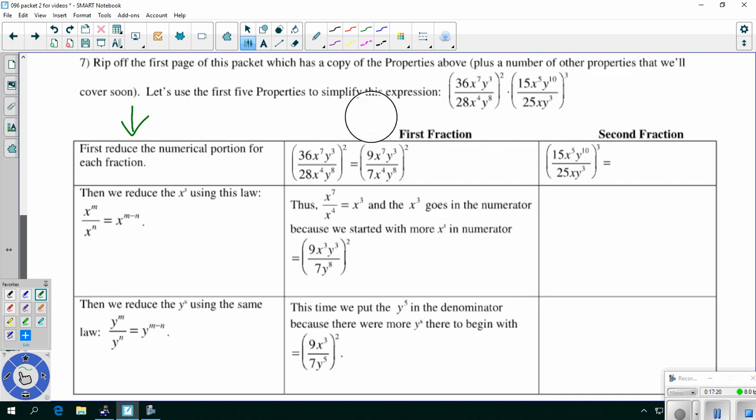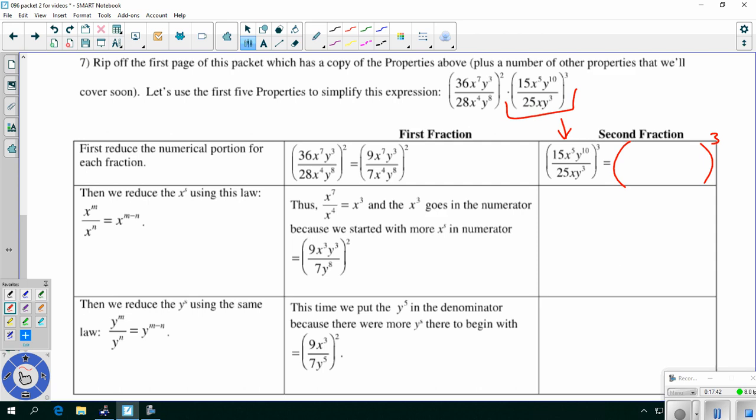So let's give it a shot. Step number 1, it says first reduce the numerical portion for each fraction. All right, let's try it. So our fraction is this one, remember? And I said we were going to work on the inside of this fraction only, which means I'm going to copy my parentheses and I'm going to copy my cubed so that I don't forget it.